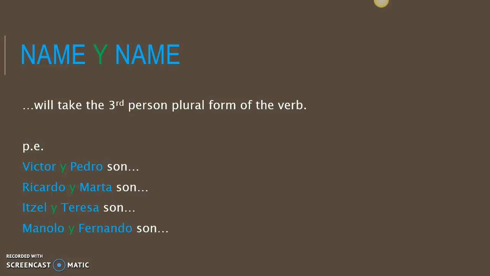When your subject is someone's name, someone else's name, you will use the plural third person conjugation of the verb ser. Por ejemplo, Victor y Pedro son. Ricardo y Marta son. Itzel y Teresa son. Manolo y Fernando son. This concludes our tutorial of the verb ser.